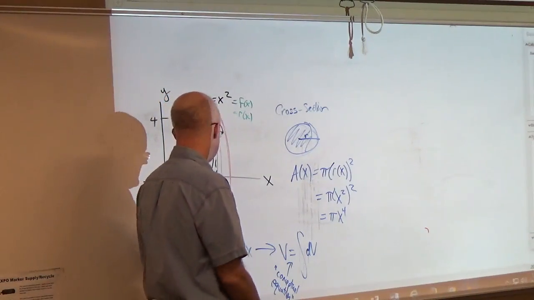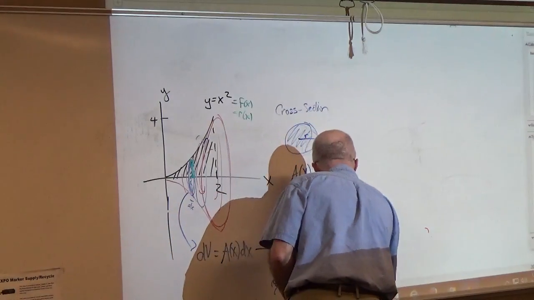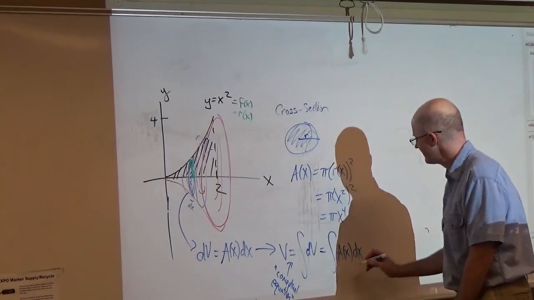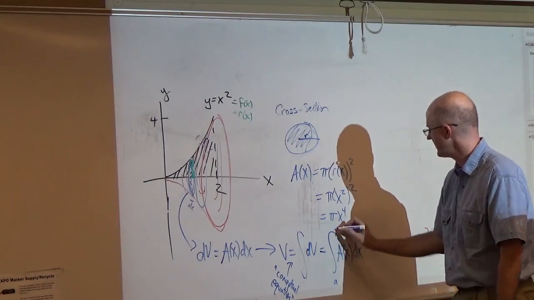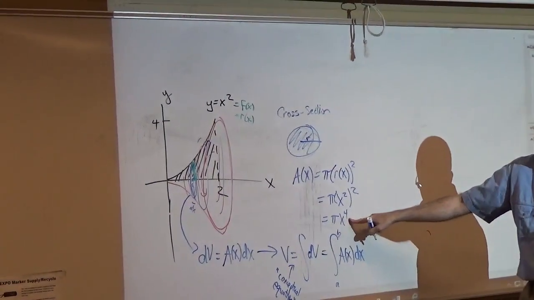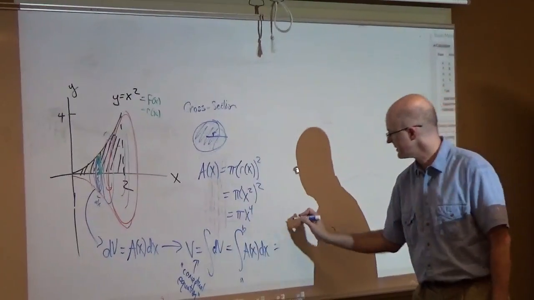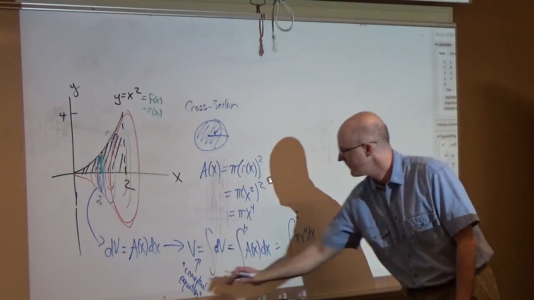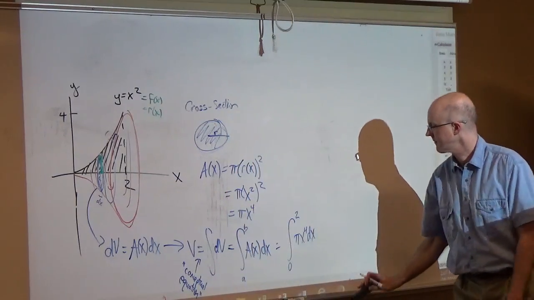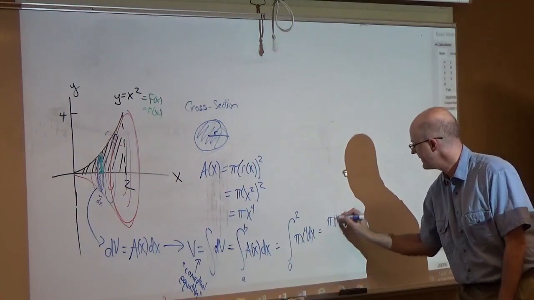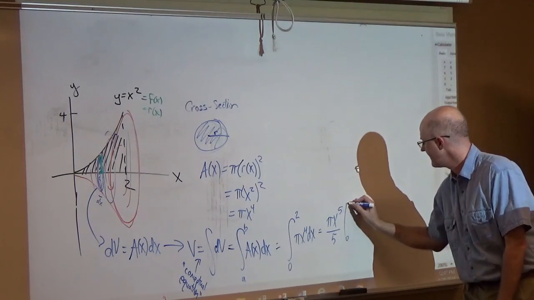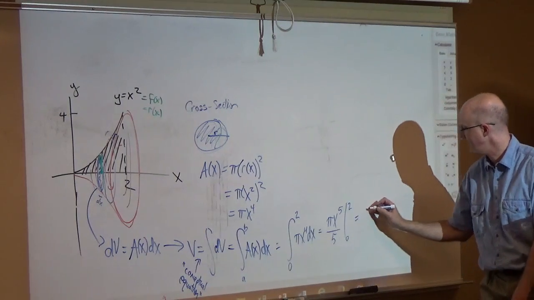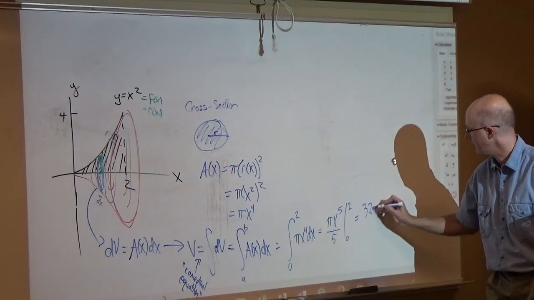But what is dV? dV is this. You're ultimately integrating A of x. And what is A of x? Ultimately you want a definite integral. A of x in this example is pi times x to the 4th. X goes from 0 to 2, so we integrate this from 0 to 2, giving pi x to the 5th over 5. And the answer is going to be 2 to the 5th pi over 5, which is 32 pi over 5. That's the volume.